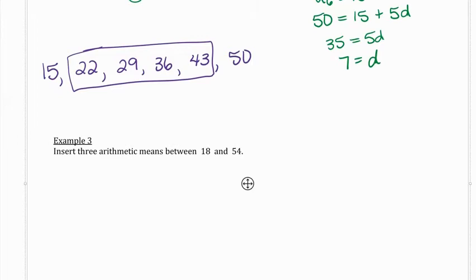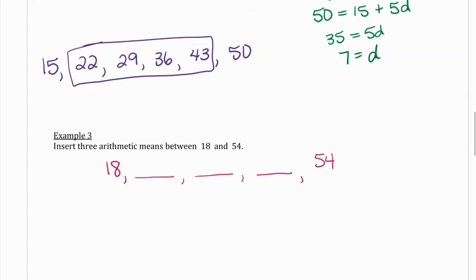Okay, so if you tried it, you're back, or if you're just going to watch another example, we'll go through this one. So this time I'm starting with 18, and I want to put 3 numbers in here, right? So 1, 2, and 3, and we're going to end up with 54. Okay, so again, 18, that is my first term. 54 would be my 1, 2, 3, 4, 5th term.